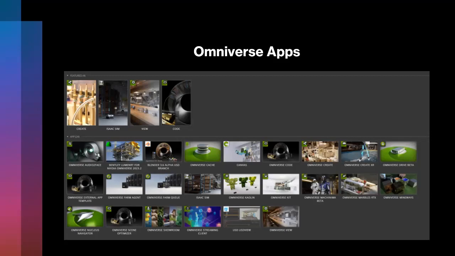The main applications they provide is Omniverse Create. Omniverse Create is very similar to something like your traditional game engine, like Unreal and Unity. It's something where you can bring in assets, you can manipulate them, you can use some of the other features from the other apps to modify those assets and create a real-time ray traced application.